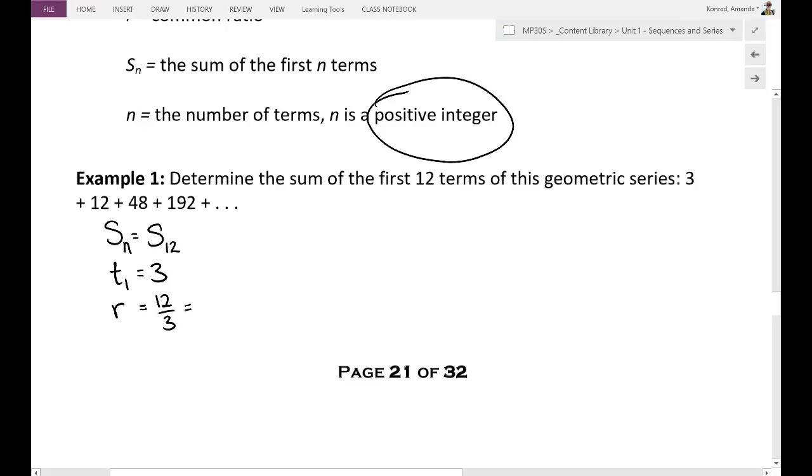Remember, I said not to stack like that. Well, I'm not sure what's going on here. So we're going to erase that. 4. And that's all the information we need, because by filling in our Sn is S12, we know that n is 12. So again, write down your equation, get in that habit.